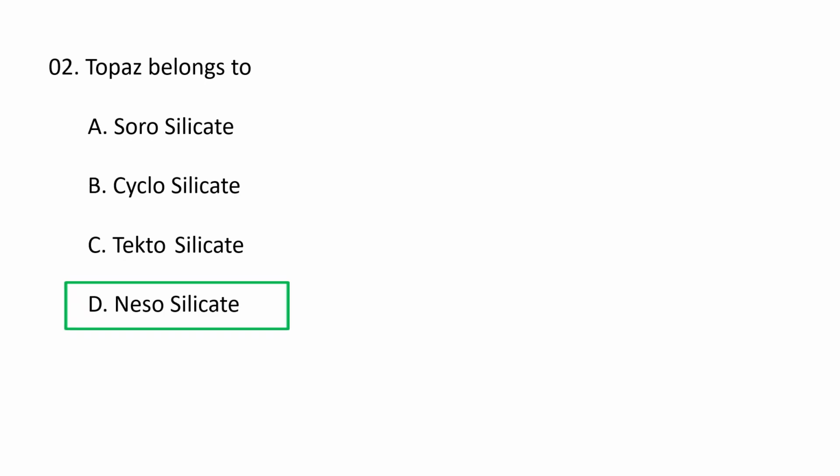Al2SiO4(F,OH)2. It is a fluorosilicate of aluminium that crystallizes in the orthorhombic system. And topaz is known as a high hardness gem that is commonly found in igneous rocks.